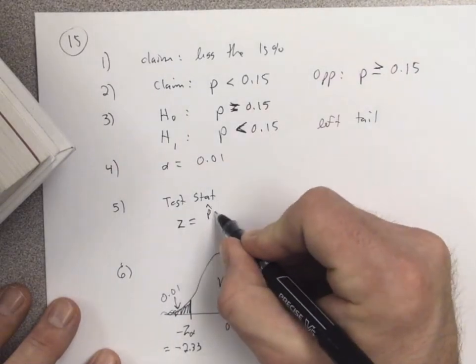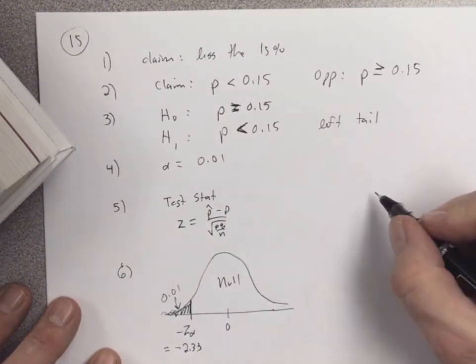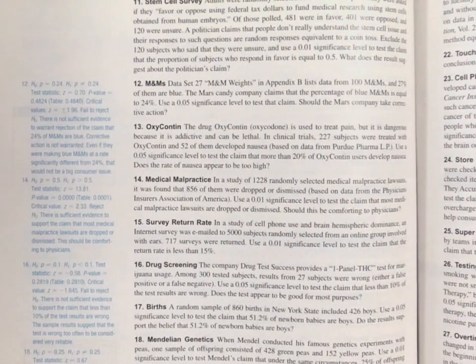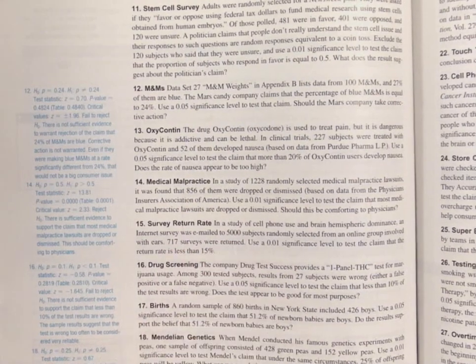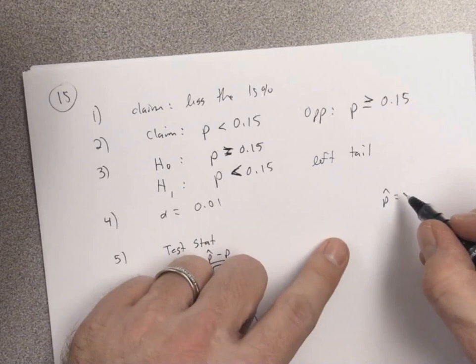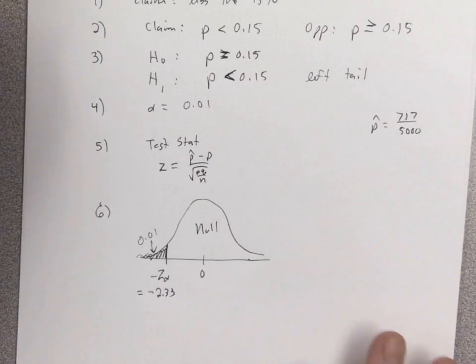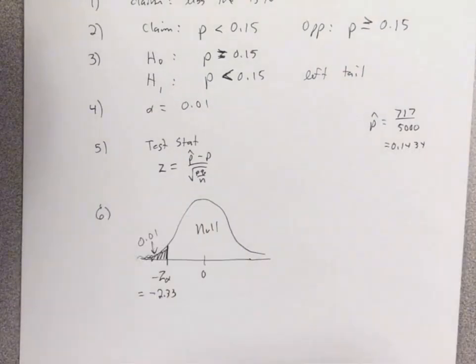So z is equal to p hat minus p, all over the square root of p q divided by n. I need to give myself more room next time. So I need to figure out what p hat is. I'm going to do it over here on the side. So p hat is the sample proportion, and we know that 717 were returned out of 5,000. So p hat is going to be 717 over 5,000. This book does a pretty good job of getting you ready for this section. This was a question that would be on a previous test, like what's the proportion of people? So you kind of have to know how to do that. So 0.1434.